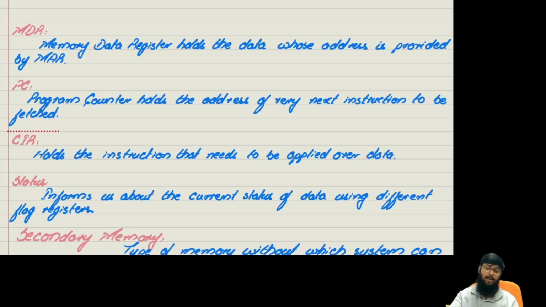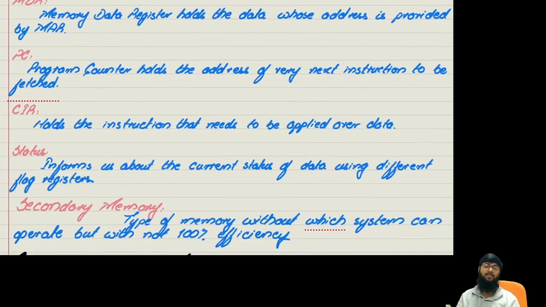Coming towards the CIR, that's the current instruction register. This register holds the instruction that you need to apply over the data. It holds the instructions that you actually need to apply over the data that is present in the MDR.